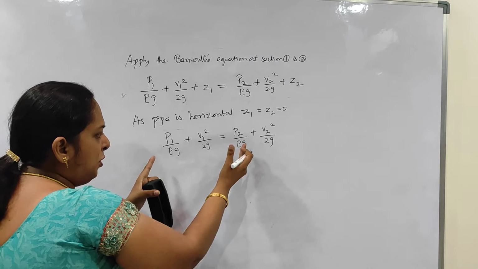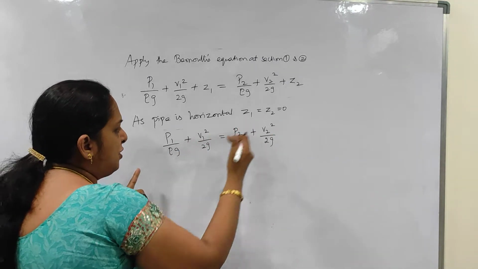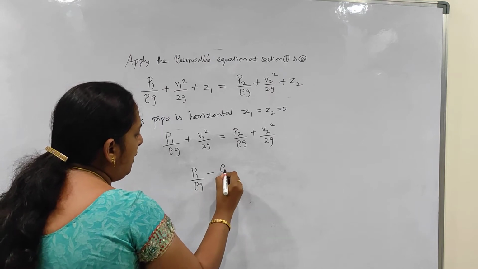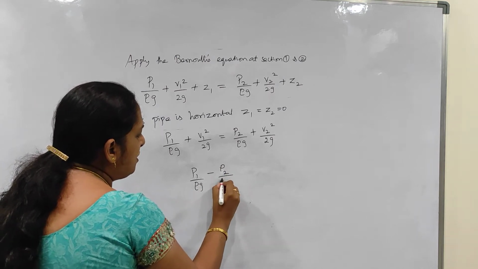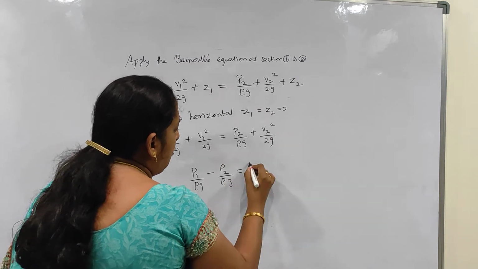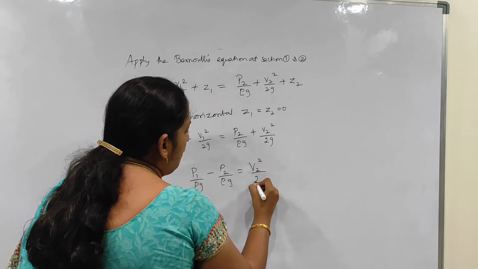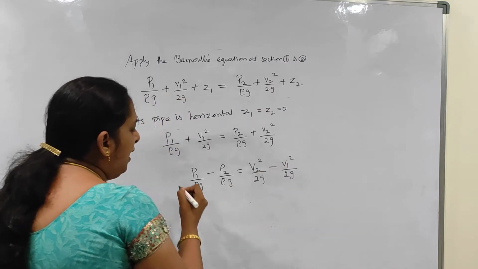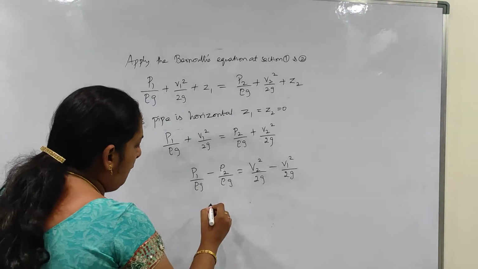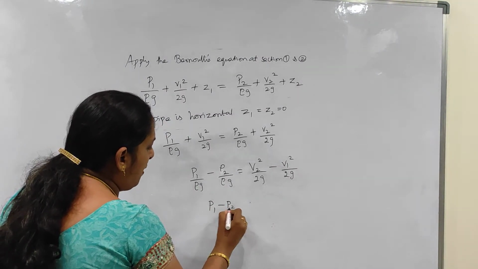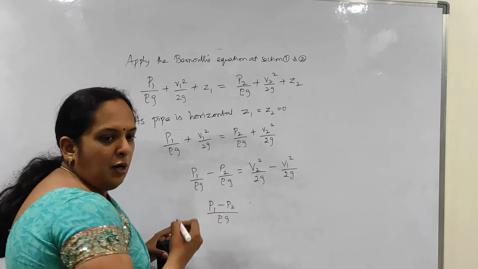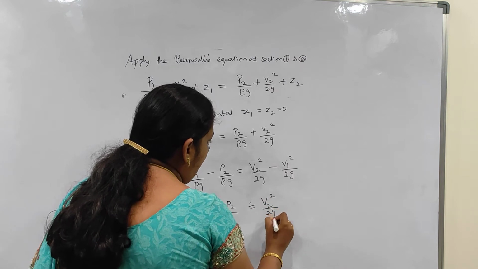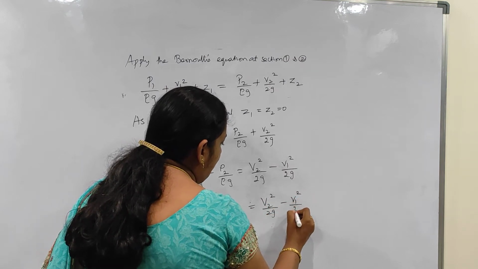Now I am going to bring the pressures to one side and the velocities to the other side. So P1 by rho g minus P2 by rho g is equal to V2 square by 2g minus V1 square by 2g. You can write this as P1 minus P2 by rho g, because rho and g are common, equal to V2 square by 2g minus V1 square by 2g.